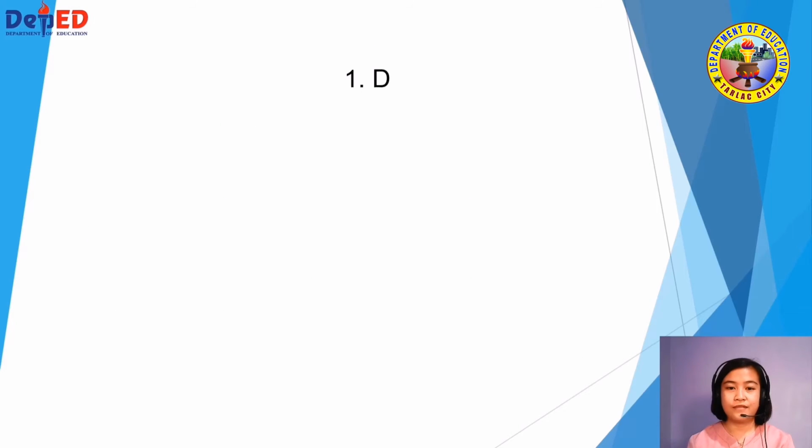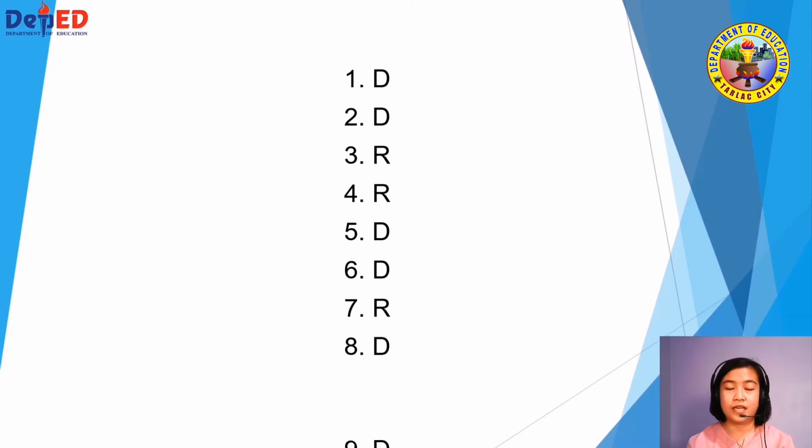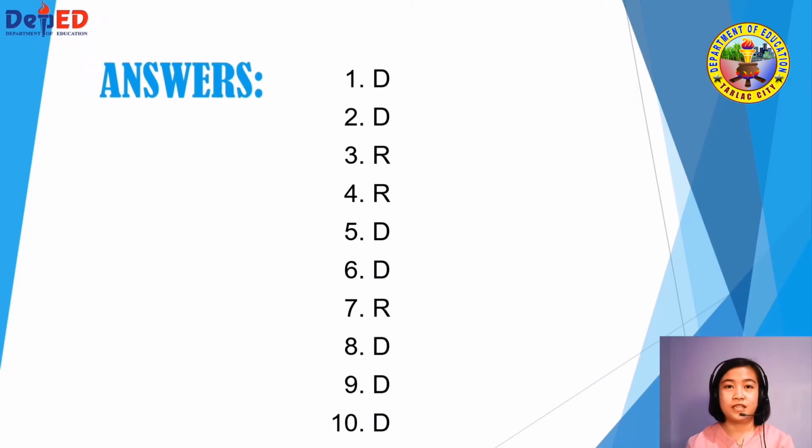Let's have the answers. 1. D, 2. D, 3. R, 4. R, 5. D, 6. D, 7. R, 8. D, 9. D, 10. D. Did you get a perfect score? If not, you may try harder on the next activity.